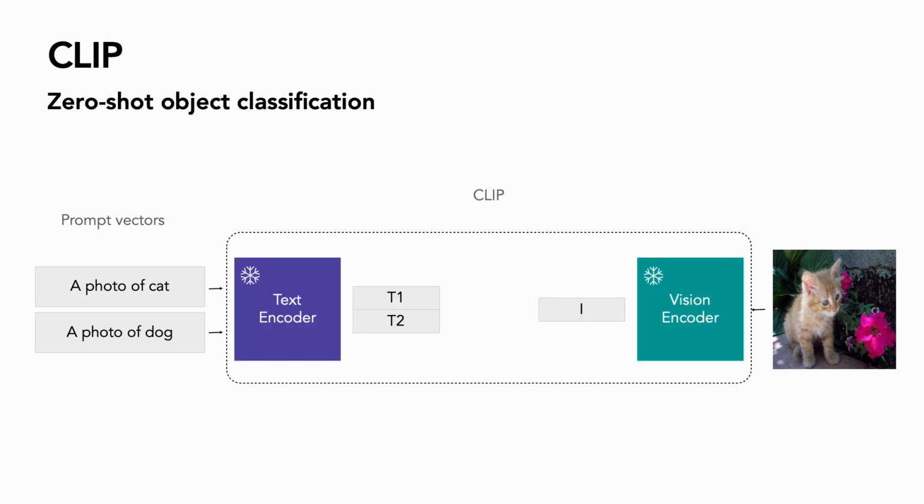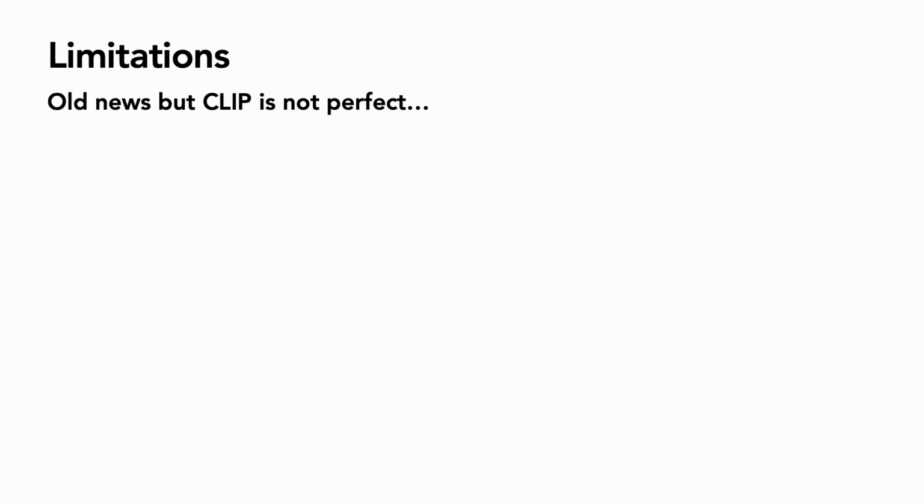We pass the prompts to the text encoder and the image to the vision encoder to get the representations in the joint embedding space. Then we get the predictions by choosing the prompt representation with the highest cosine similarity. This simplicity allows us to quickly build classifiers for several downstream tasks. However, it isn't surprising that CLIP is not perfect and often shows poor zero-shot performance on fine-grained classes.